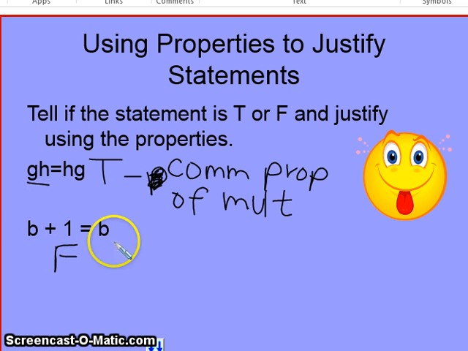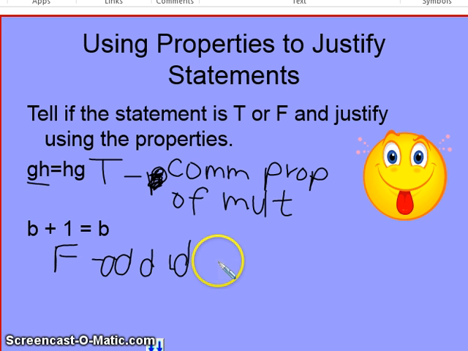And the statement that says that that's false is the additive identity. What can we add to a number that would not change its identity? Well, we can only add 0. So the additive identity says that if we add 0 to a number, it stays the same. This is adding 1, so it must be false.